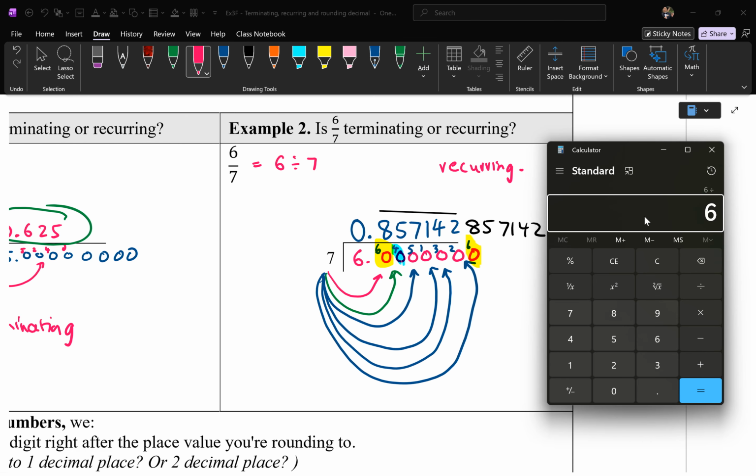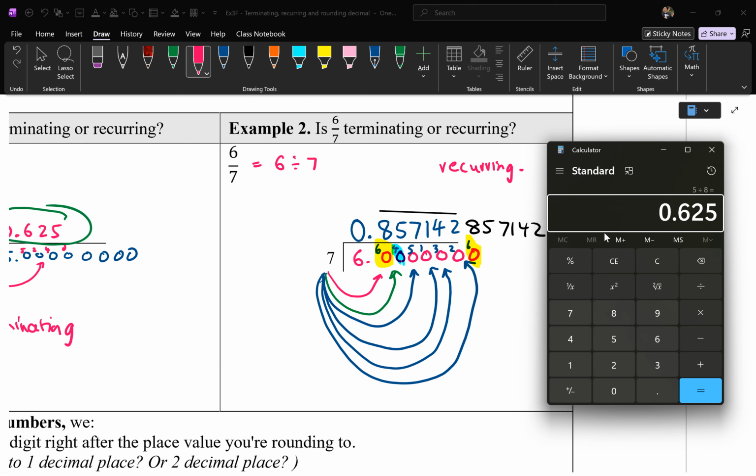Here we go. So 6 divided by 7. You can see it carries on. Can you see the pattern? It becomes 8, 5, 7, 1, 4, 2, and then again 8, 5, 7, 1, 4, 2, and it carries on. That's called recurring. Okay. Next one. The other one we did was 5 divided by 8, and it stops. 0.625.